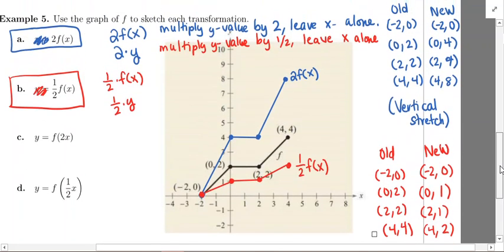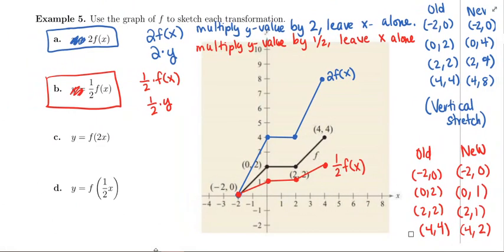All right, let's take a look at part C, and actually part D. If you look at part C and part D at a glance and compare them to parts A and B, you notice that in part C, you're multiplying by 2, just like you did in part A. However, you're now multiplying inside the parentheses. Same thing with part D. You are still multiplying by 1/2 like you did in part B, but now the 1/2 is inside parentheses.